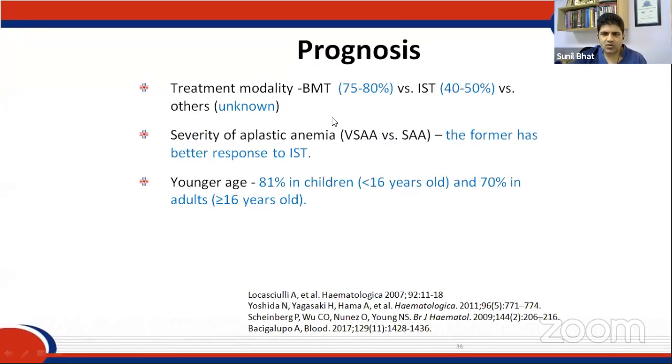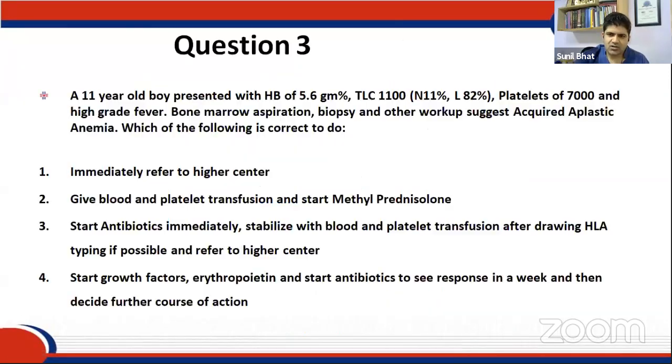So what's the prognosis of aplastic anemia? If bone marrow transplant is used as upfront treatment for those with matched sibling donors, 75 to 80% can be cured. With immunosuppressive therapy, 40 to 50% can be cured. That is why I was alluding earlier, we should make an attempt to identify a matched sibling donor, refer them early, and have a bone marrow transplant, because that gives them the best chance of cure. Children less than 16 years of age do better than older children or adults. So in children, the outcomes are really good in aplastic anemia.